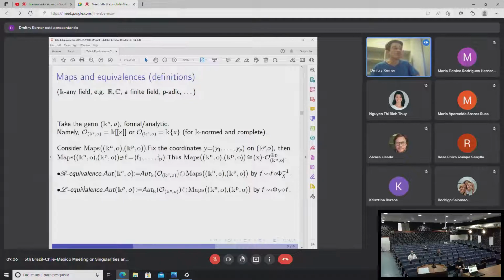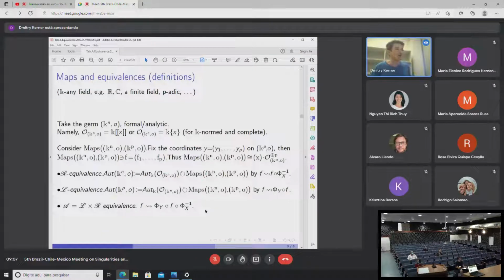Similarly, we'll speak about L equivalence. Now we take the coordinate changes in the target. Again, these are the automorphisms of the local ring in the target. And again, they act on the map by the composition on the left. And then the A equivalence is just the direct product of the two groups. These are two huge groups. Then we take the product, and here is how it acts on them. So by now I did not say anything new, of course.